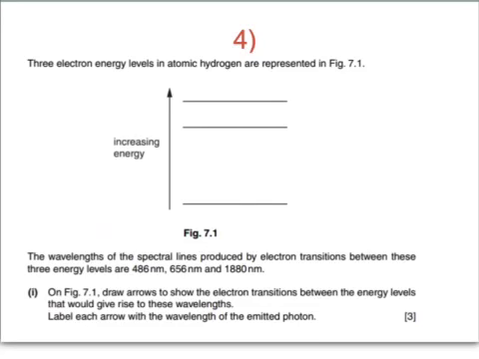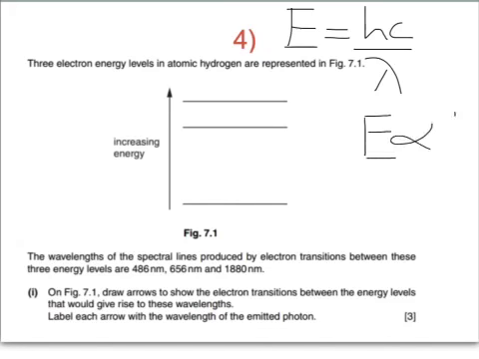Right, so clearly the biggest transition from this level all the way down to this level would have to correspond to the largest energy transition, and that would give rise to the shortest wavelength out of these three, which would be the 486 nanometers. Why is that the case? Well, we should know by now that energy equals hc over the wavelength. Or if you like, energy of the emitted photon is inversely proportional to its wavelength. So the largest energy transition corresponds to the shortest wavelength given.